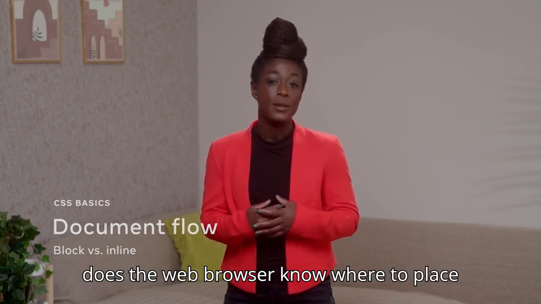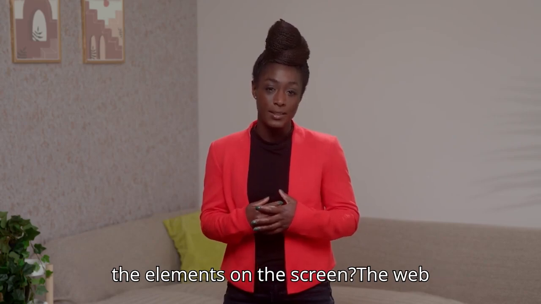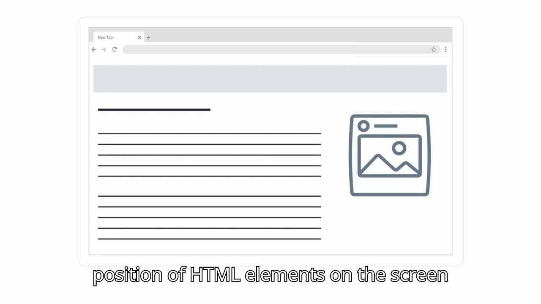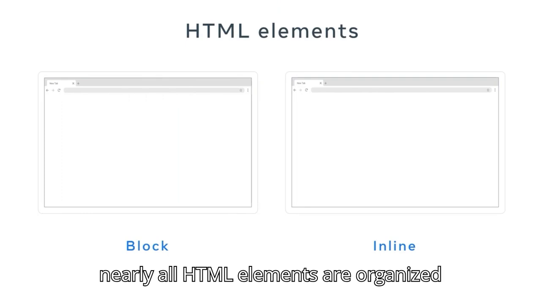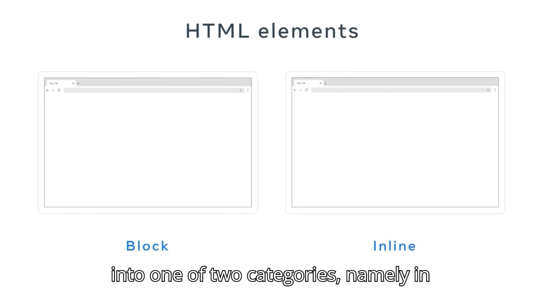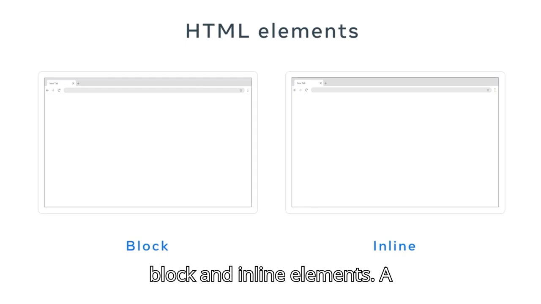But how does the web browser know where to place the elements on the screen? The web browser's normal way of calculating the position of HTML elements on the screen is called document flow. By default, nearly all HTML elements are organized into one of 2 categories, namely block and inline elements.